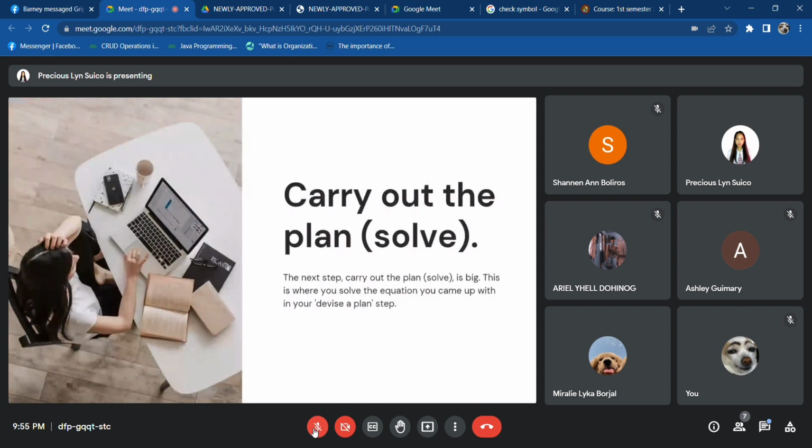Third step is to carry out the plan. This is where you solve the equation you came up with in your devise a plan step. In programming, we also create an algorithm design and representation like pseudocode and algorithm. All the plan and understanding are executed in this part. Once our previous basic steps are clearly defined, we can now set to finding a solution.